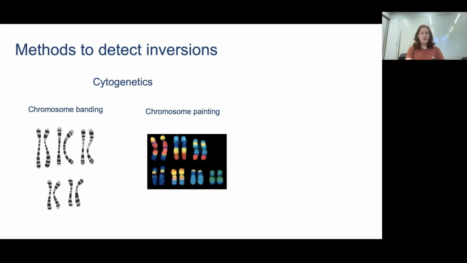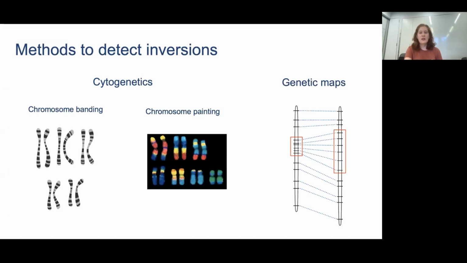Another approach to detect inversions is to construct genetic maps. This is where typically two individuals from a population are crossed together to produce a large F2 mapping population. And in these approaches, inversions appear as regions with either altered order of the genetic markers, or they might show up as reduced genetic map distances due to the lack of recombination of inverted segments. And obviously with this approach, the ability to detect small inversions depends on the resolution of those linkage maps.